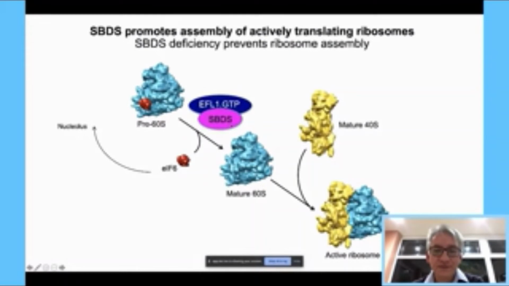So following the release of EIF6, the mature 60S joins with the 40S to form this machine, this actively translating ribosome, which then makes all the proteins in the cell.